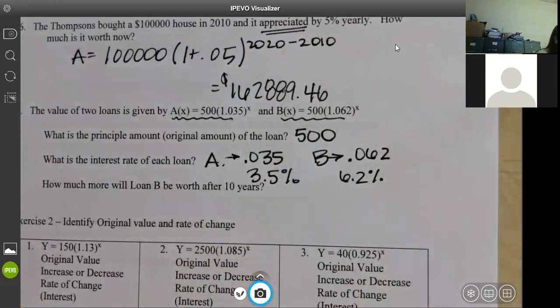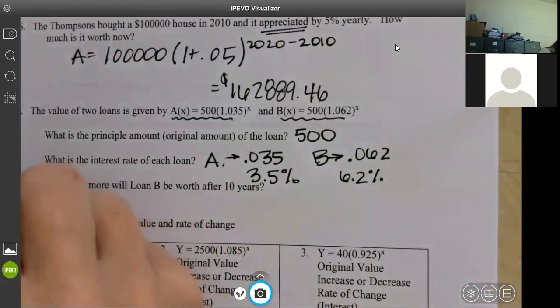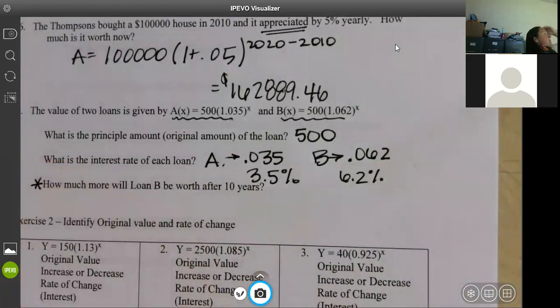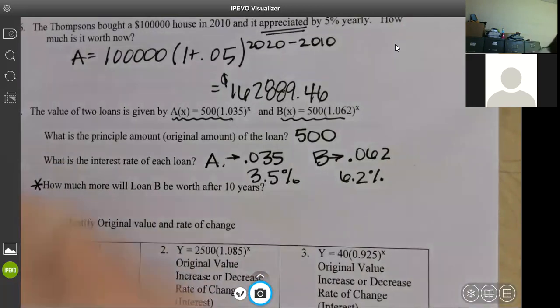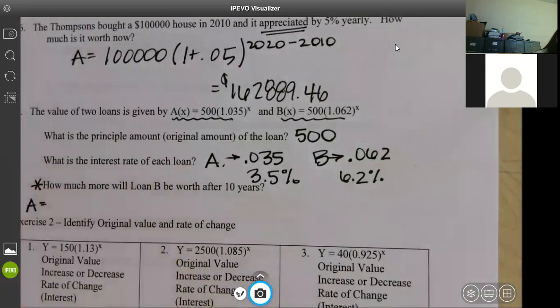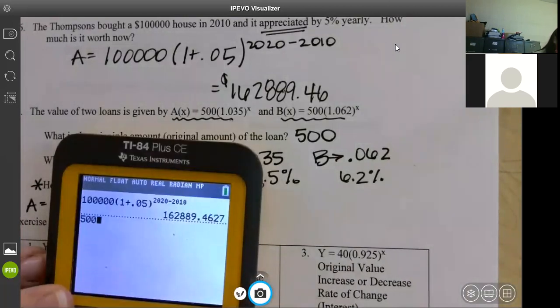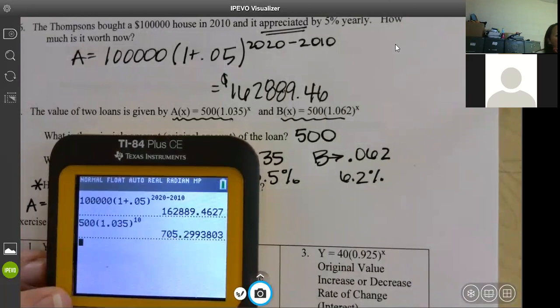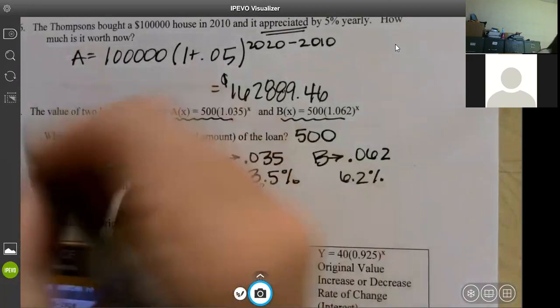How much more will loan B be worth after 10 years? Guys, this is more like an EOC question right here. So what do you have to do to be able to find the difference in the loan after 10 years? Absolutely. Figure out both of them and then subtract them. So we're going to start with the first one. We're going to figure out A. So we're going to put the A function in, 500 times 1.035, and we're doing it for 10 years. We get 705.30.